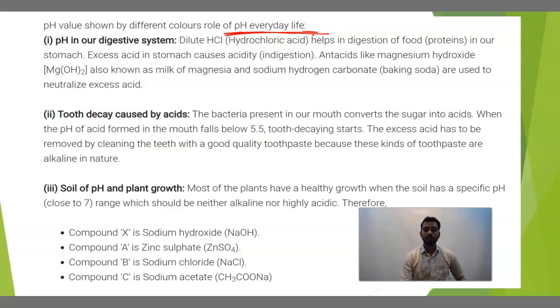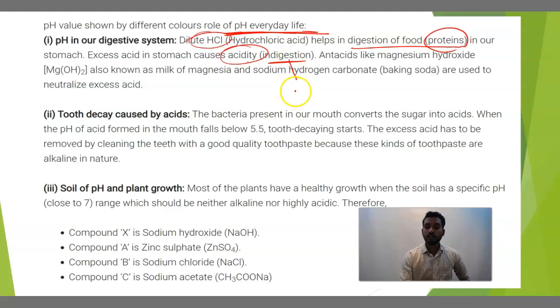It's a very important question. Dilute HCl, that is hydrochloric acid, helps in digestion of food. This HCl which is present inside our stomach helps in digestion of proteins in our stomach. Excess acid in the stomach causes acidity. If the quantity of HCl is more, then acidity will be caused, and indigestion will happen. To prevent this, we use a medicine called an antacid. Remember this word. We use a chemical called an antacid to remove acidity.